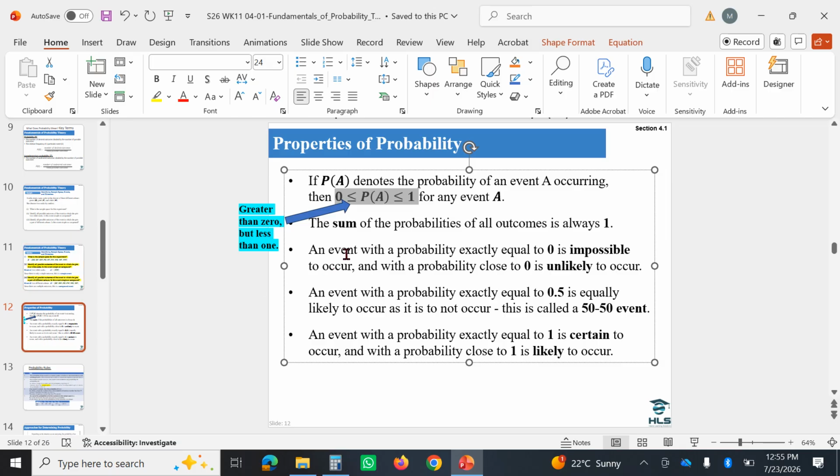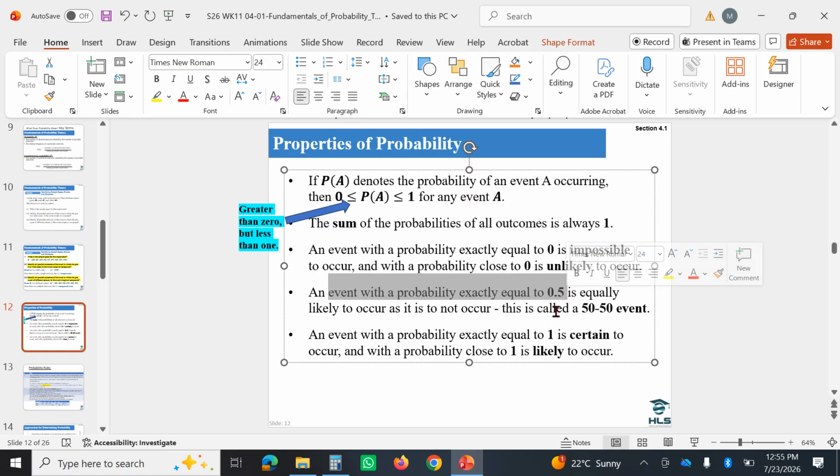Which is equal to 1, which is equal to 100%. An event with a probability exactly equal to 0 is impossible. An event with a probability equal to 0.5 is a coin flip. It's what we call 50-50. 0.5 is equal to 50%. It's a half. An event with a probability exactly equal to 1, or 100%, will happen. It's certain.